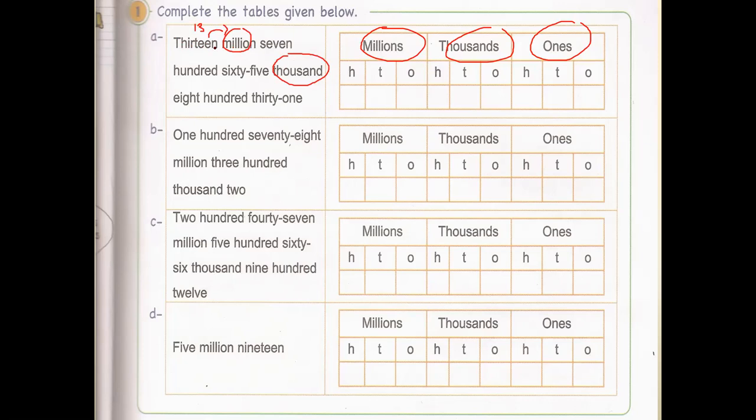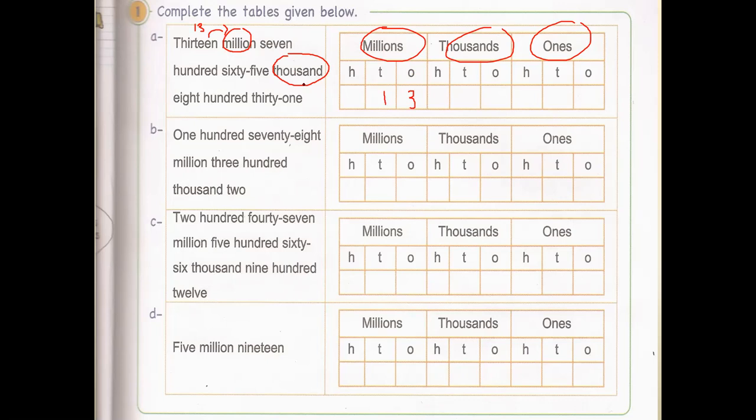So all the digits before the word that I circled, we have to fill them in the millions family. Okay? 13 million. I will fill 13 in the millions family. I will skip the thousand and the ones family. Fill it in the millions family, starting from where? From ones or hundred? We have to start always from the ones digit. So 3 and then what? 1. Now we have finished the millions family.